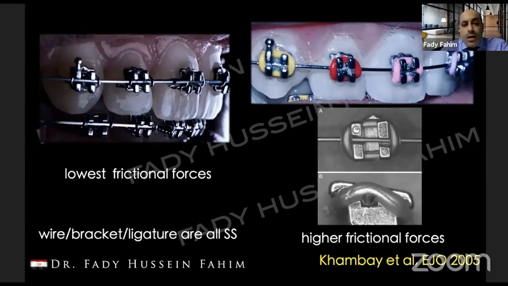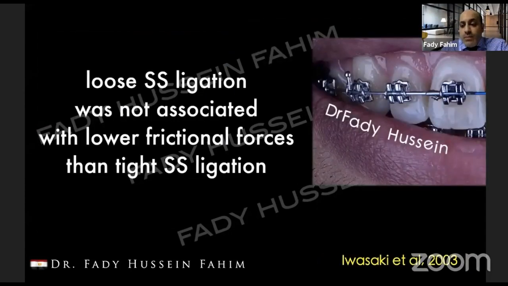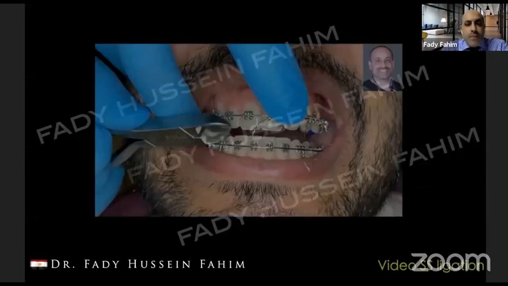For the frictional forces, the literature is a little bit scarce about this point. However, in 2005, it was stated that steel ligatures have the lowest frictional forces compared to elastomeric ties. Even Iwasaki stated that whether you ligate the steel ligatures firmly or loosely, it doesn't matter. You will have the same result at the end.